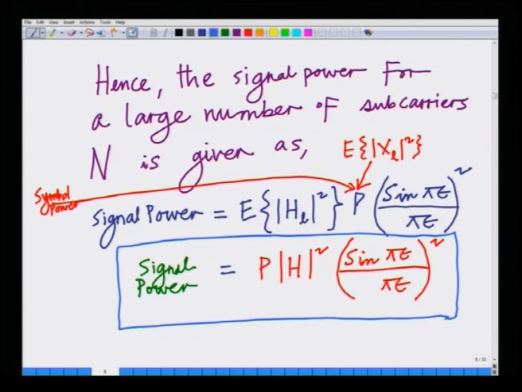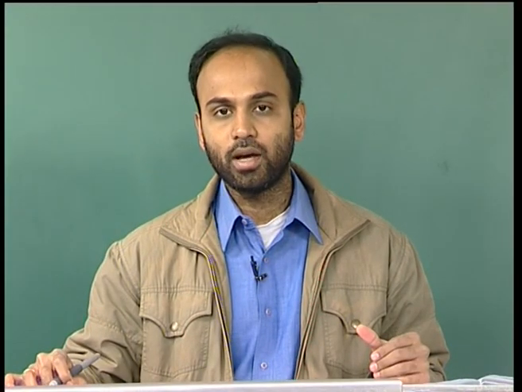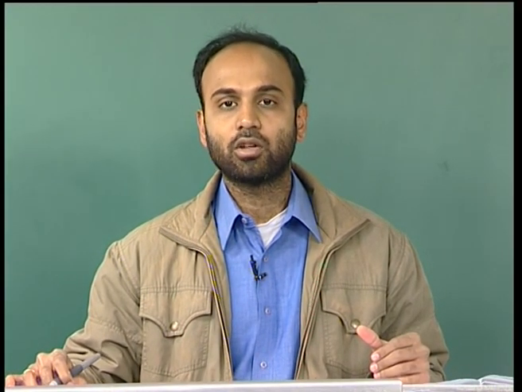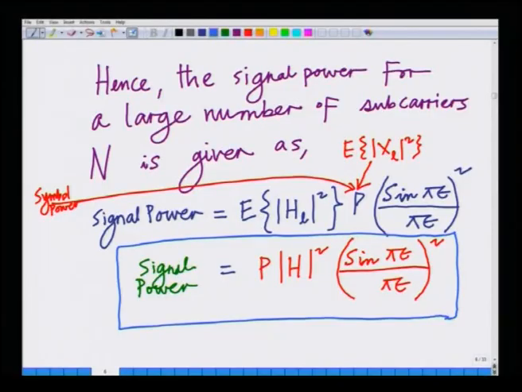So, we have derived, we have simplified the expression for the signal power in the presence of a large number of subcarriers, and the signal power in the presence of a carrier frequency offset of epsilon approximately looks as P, where P is the transmitted power, |h|^2 which is the average gain across the subcarrier, times (sin(πε)/(πε))^2. This is the key factor.